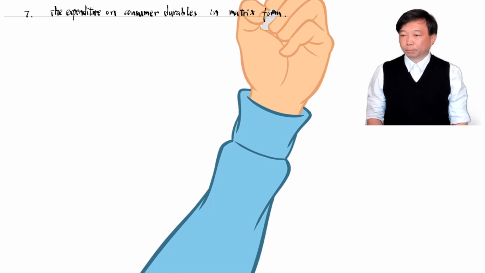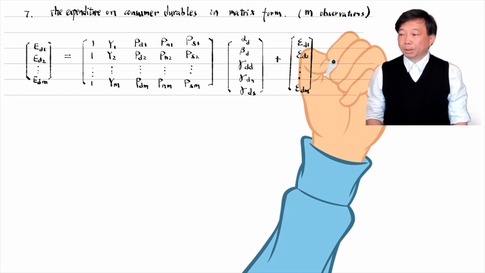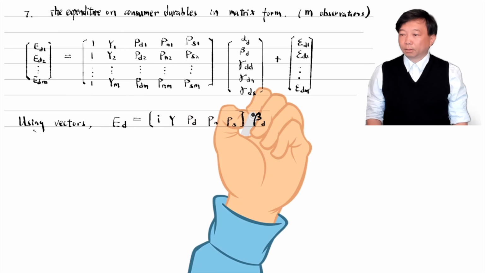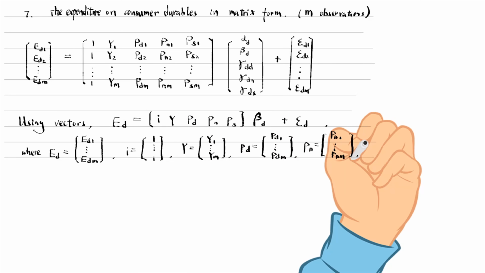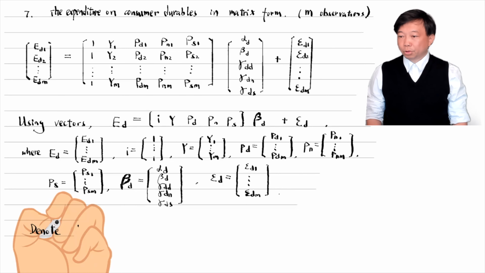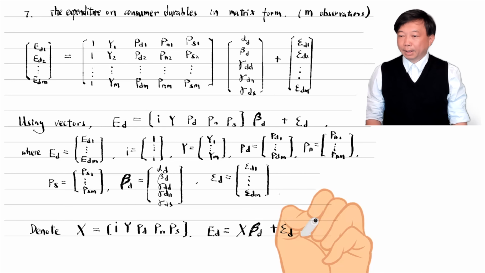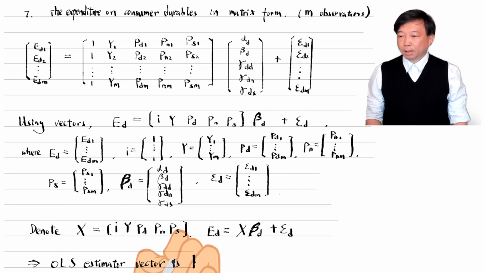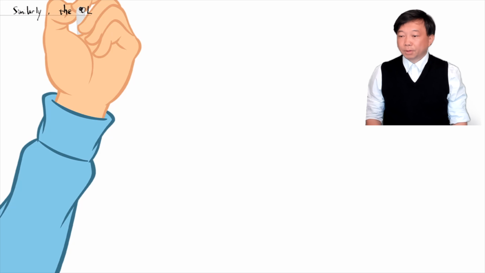We write the expenditure on consumer durables in matrix form. It is first written in elements. It can also be expressed using vector notation. Denote an explanatory variable matrix X, and the equation can be written as ED equals X times beta D plus epsilon D. The OLS estimator vector is BD. Similarly, the OLS estimators for non-durables and services are as follows.